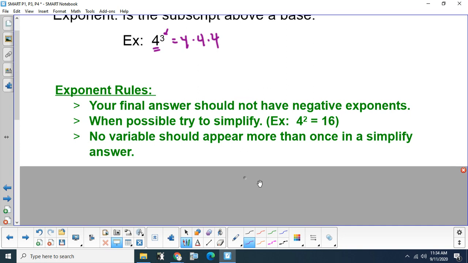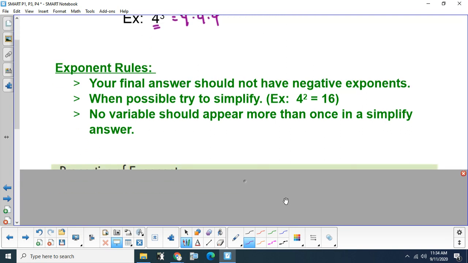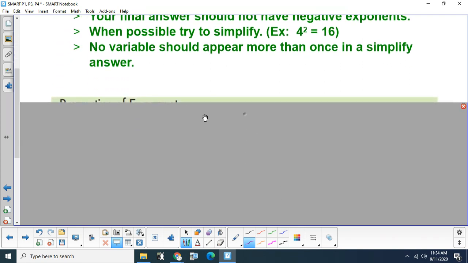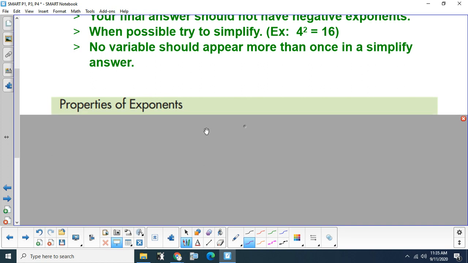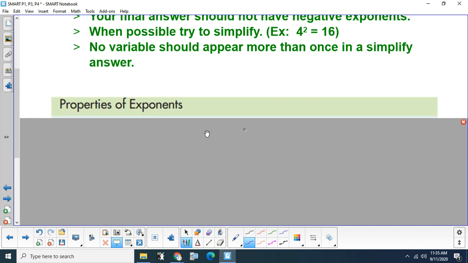And you know you're done with the problem when no variable is appearing more than once in your simplified answer. So you don't want to have an x on the top and an x term on the bottom. You can do some more simplifying in that case. So let's go ahead and just review the rules here, and then there's an example showing each of the rules.